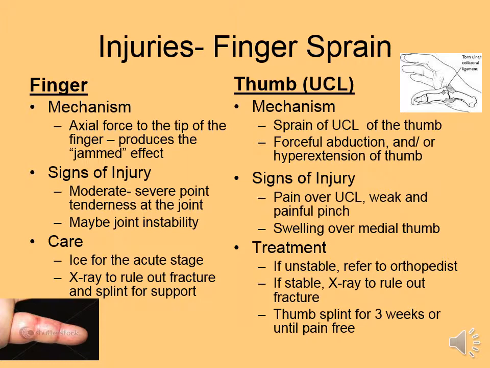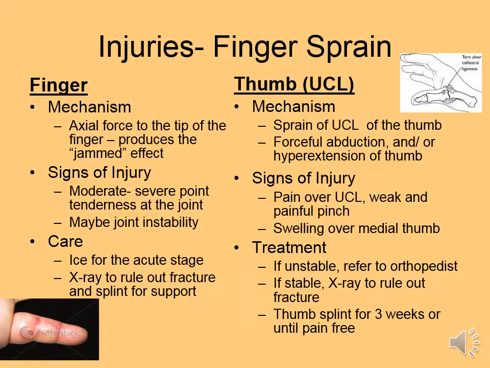Our signs of injury are pain over the UCL or in that web space, a weak and painful pinch, so that if you ask them to pinch their thumb and their second digit together, they won't be able to keep it together as well as the other side. They could have swelling over the medial thumb or the whole thumb.